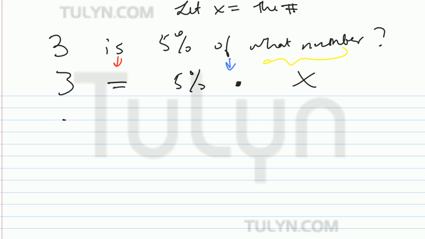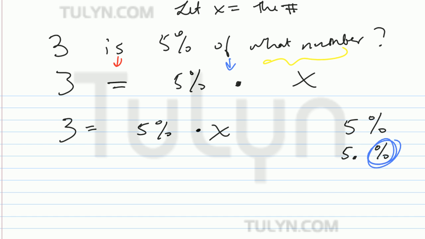So let's rewrite this over. 3 equals 5% times x. So get 5% into decimal. 5% — 5 is a whole number, that means it has a decimal point in the back. It's just imaginary. Go ahead and move it over twice, because percent means to divide by 100, so move the decimal over twice.